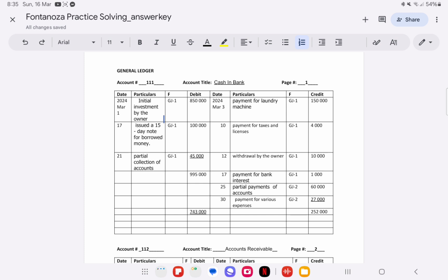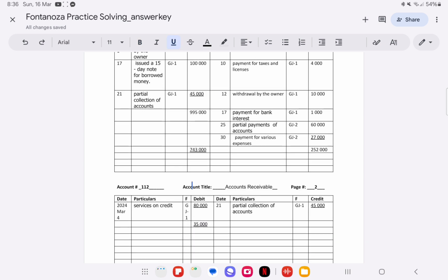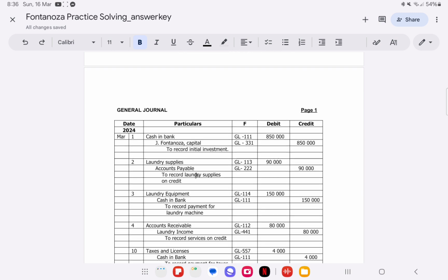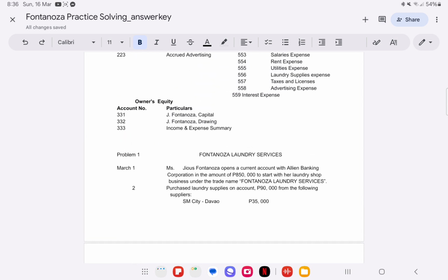Okay, so first and foremost, if we're going to post in the general ledger, you should first indicate all the account numbers and accounting titles, and what page the account title belongs to. So that's our first task to do. Indicate first the account number and account title until the last, and let's base it on the chart of accounts.